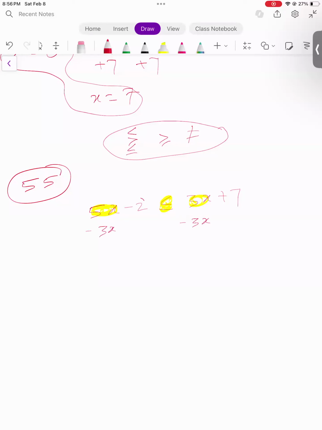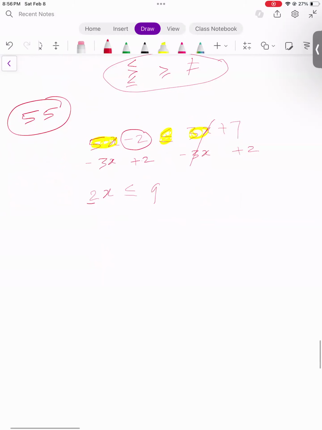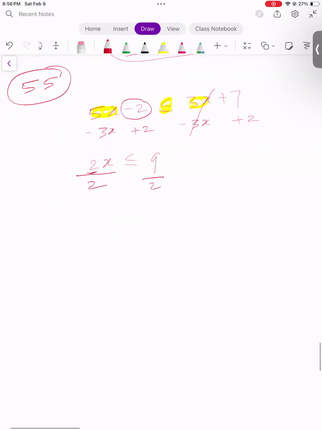Okay, and this is a constant, so let's collect the constant on the right side. So you add 2 on both sides. So 5x minus 3x, 2x, minus 2 plus 2, that is 0. We still have less than or equal to, positive 3x, negative 3x, 0. 7 plus 2, 9. Now we have 2 with x, so we need to get rid of 2, and we divide by 2 on both sides.